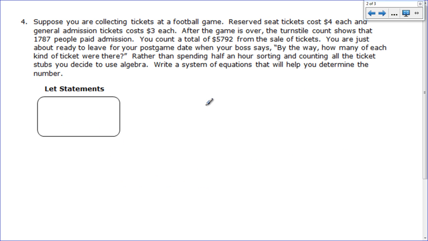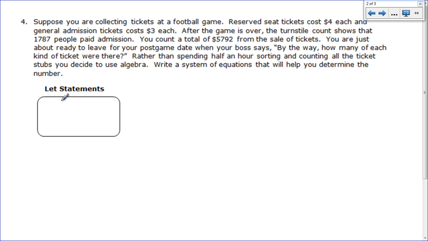So now let's look at number 4. Number 4, it's very wordy. It's part of the reason it's on here, because you need to get used to having this stamina to read through a long problem and figure out what is being asked and what information you need. So suppose you were collecting tickets at a football game. Reserved seat tickets cost $4 each and general admission tickets cost $3 each. After the game is over, the turnstile count, that's that little thing you walk through at the fair or whatever, and it counts you as you go. It's called the turnstile. So the turnstile count shows that 1,787 people paid admission.